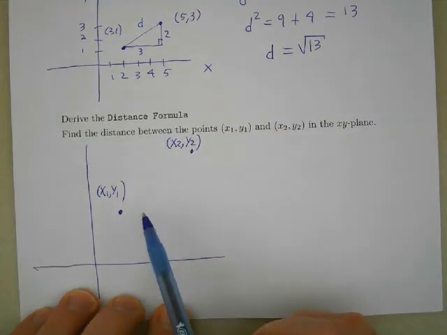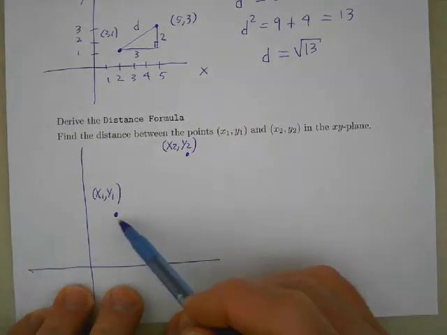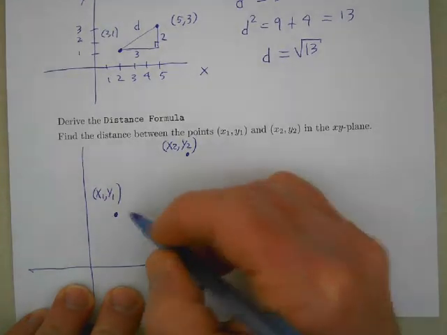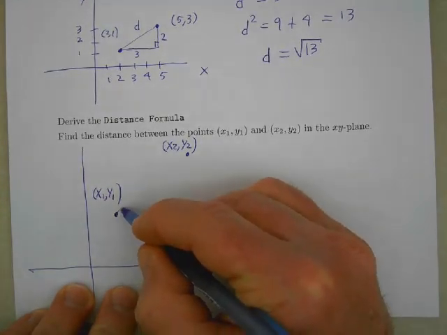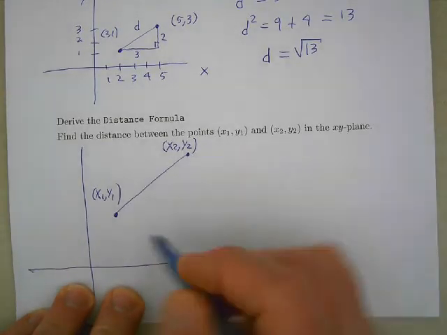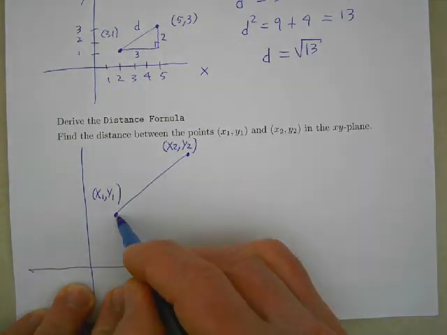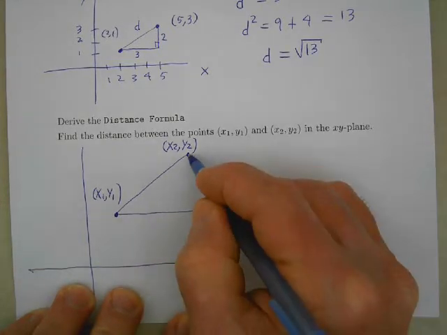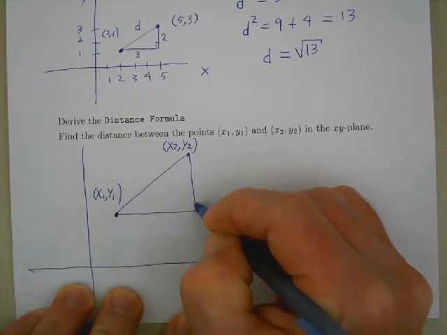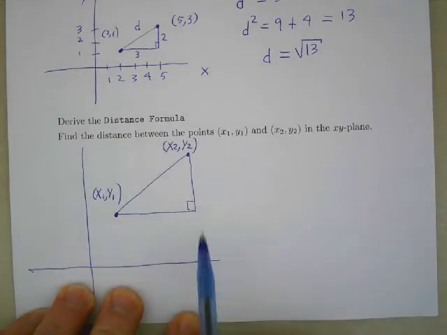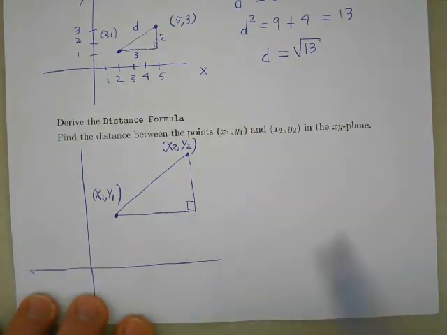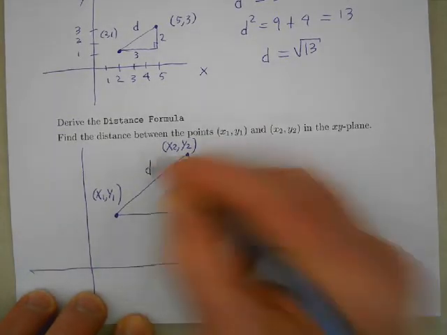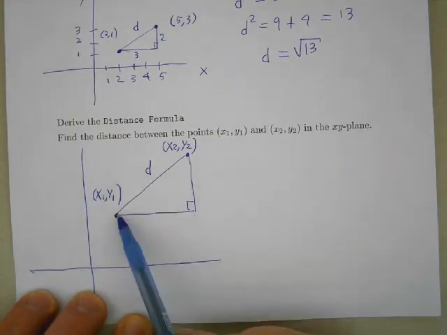And just like we did in the example above, we're going to construct a right triangle. We want to find the distance between these 2 points. So we'll connect those 2 points with a straight line segment. Then we'll connect horizontal and vertical line segments extending from the 2 points (x1, y1) and (x2, y2), and we form a right triangle. So let's label the hypotenuse d. d represents the distance between those 2 points.